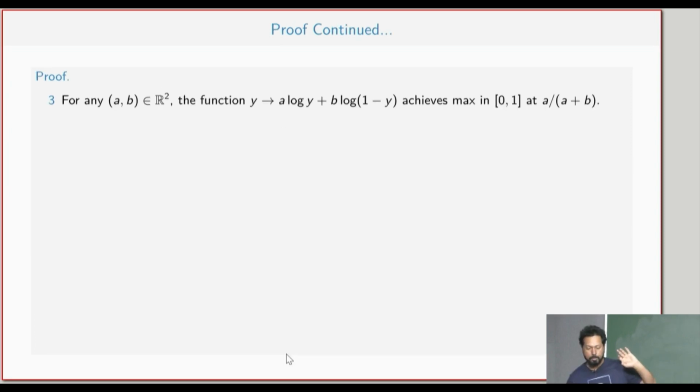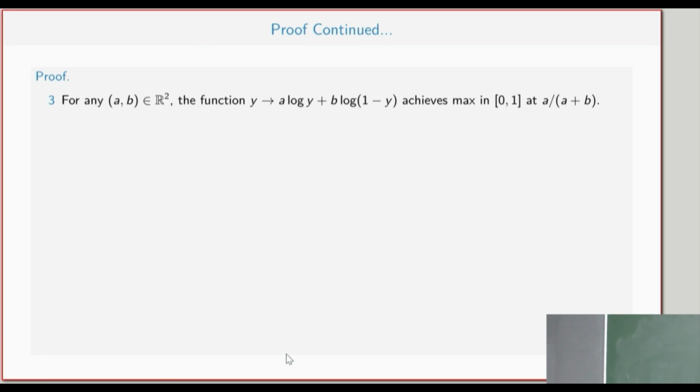Okay, I guess we have to recall a few things. For any (a, b) in R^2 minus {(0,0)}, the function y goes to a log y plus b log(1 minus y). This looks very similar to what is there in the loss, right? We had the log and then log of 1 minus D. It achieves its maximum in the [0, 1] interval at a divided by (a plus b). Again, this will be left as an exercise. This should be simple, I guess.